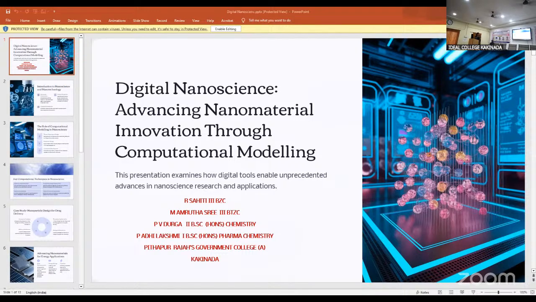Key computational techniques in nanoscience. Molecular dynamics: simulating atomic motion over time using Newtonian physics to reveal nanomaterial behavior. Monte Carlo methods: statistical sampling techniques for exploring potential energy landscapes of complex nanomaterials. Density functional theory: a quantum mechanical approach to calculating electronic structure and properties of nanostructures. Machine learning approaches: data-driven models that accelerate discovery by predicting properties from existing data sets.